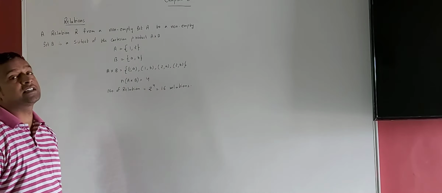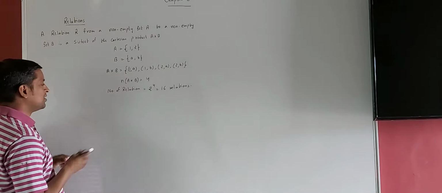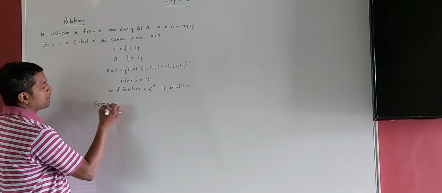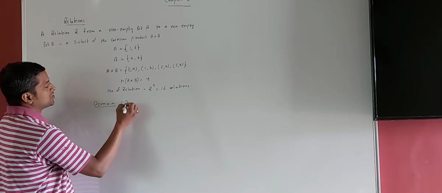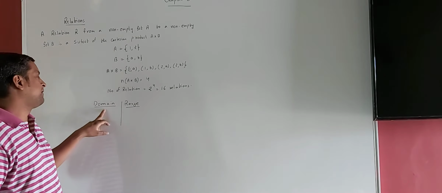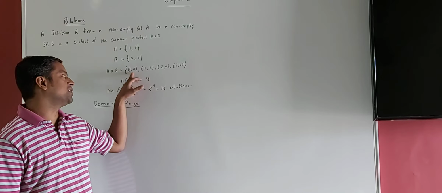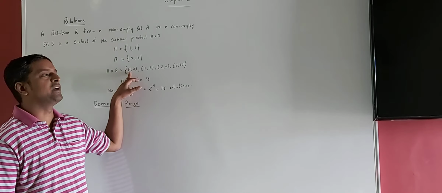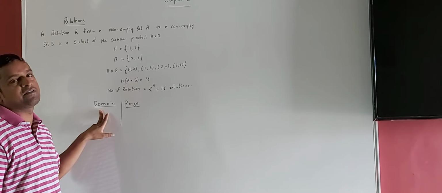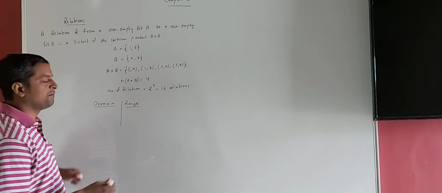So this topic will be called relation. Now two more topics we will discuss. One is domain, another is range. Domain means the first coordinate. Whenever you are writing a particular coordinate, the first value, x, is called the domain and the value of y is called the range. So don't forget this concept. Domain means the value of x and range means the value of y.